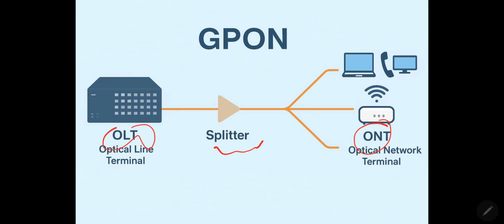Okay, I will repeat again. You can see here the components of the GPON, Gigabit Passive Optical Network. OLT means Optical Line Terminal. Splitter means for dividing bandwidth, and ONT, Optical Network Terminal.